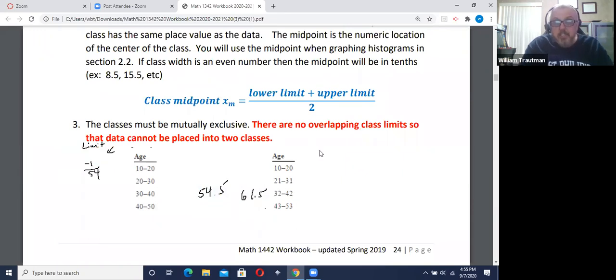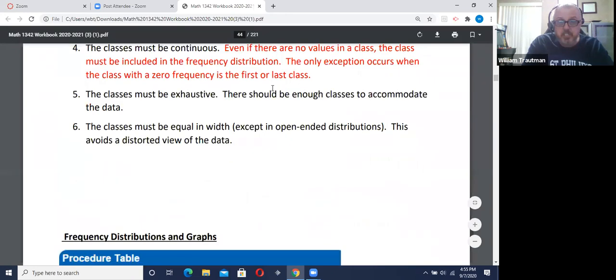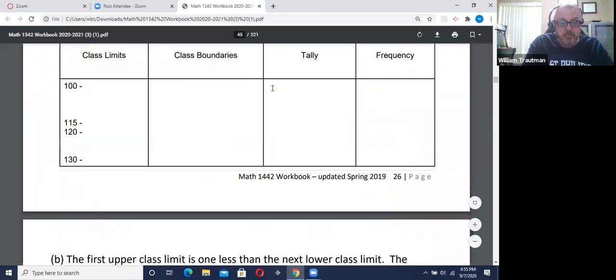Class midpoint, the lower limit plus the upper limit divided by 2. So keep a running account of all the formulas that we're having. Make sure you keep some formula sheet with all your formulas on them.